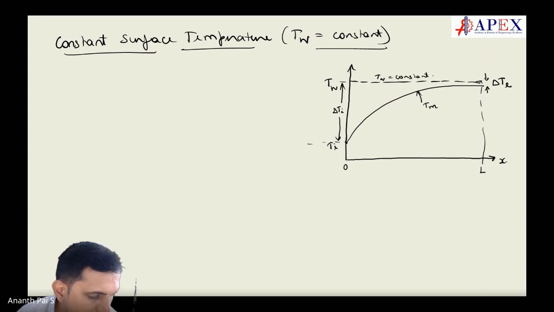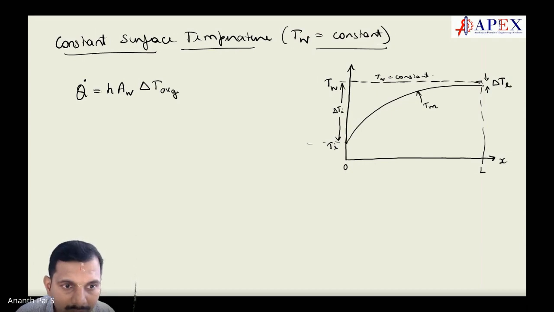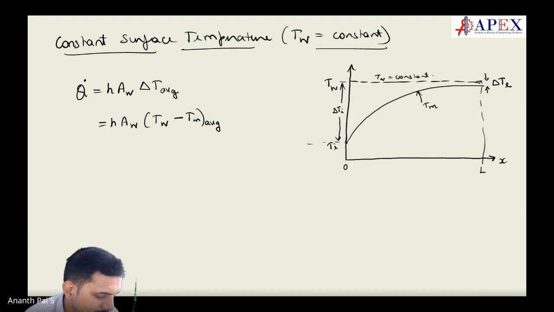Correct. Now what should happen here? If I write Q dot is equal to h A of the wall into delta T average, we can write this as h into A of the wall into T wall minus Tm average. We do not know what that average is. We'll check it out. So the question is how to take the average.